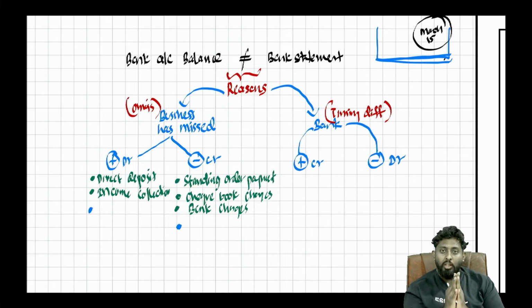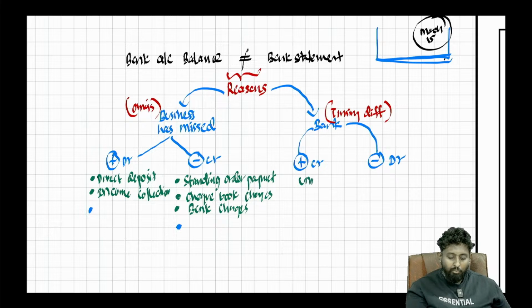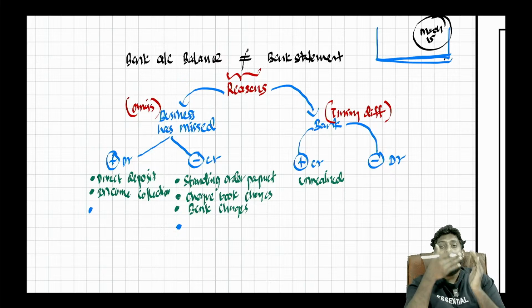So what do we call such checks? We deposited, so we added it in our bank account, but our bank has not added. We call it an unrealized check. The bank has not realized it as a deposit. So the bank would normally skip without adding that relevant check. So we call that check an unrealized check.